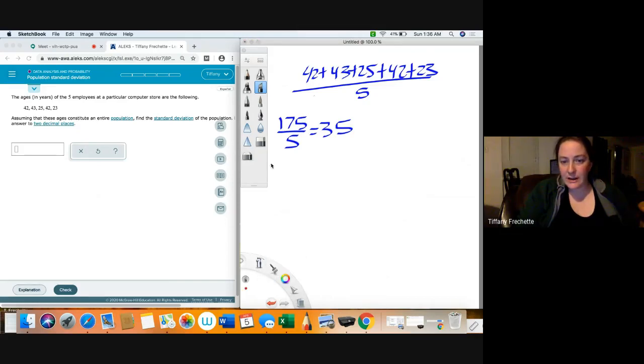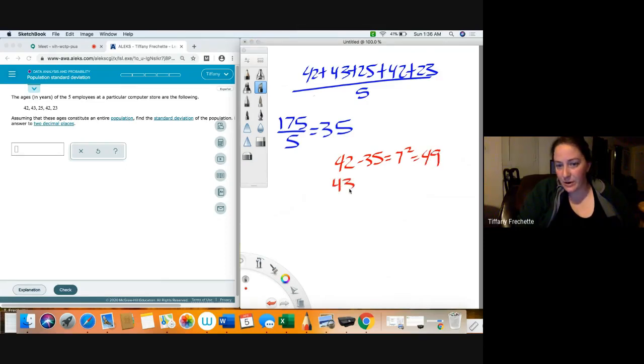All right, so now what we need to do is take the difference. I'm going to do this one in red. So for each number, I'm going to start with 42 because it's my first number, and I'm going to subtract 35. And I get 7. Then I'm going to square it, and I get 49.